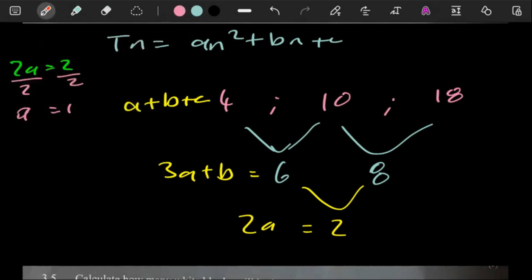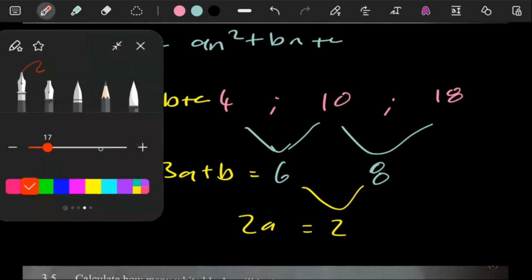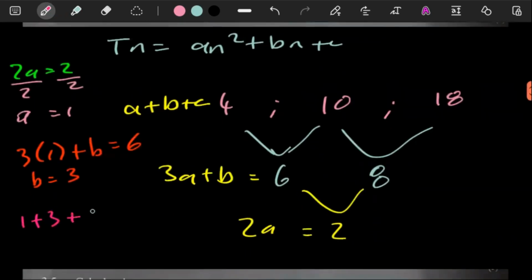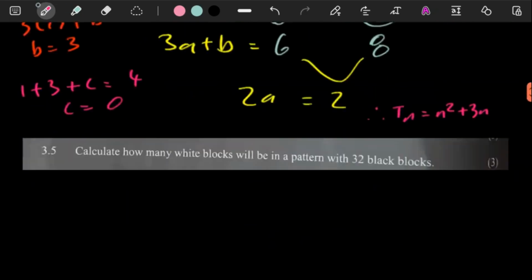If a is 1, then b is equal to 6 minus 3, that's 3. For the last one, a is 1, b is 3, and what is c now? C is what you're looking for. So 4 plus c. C is going to be 0, because the 4 here is going to go over. Therefore, Tn is equal to n squared plus 3n. C is 0, so you're going to have nothing there.